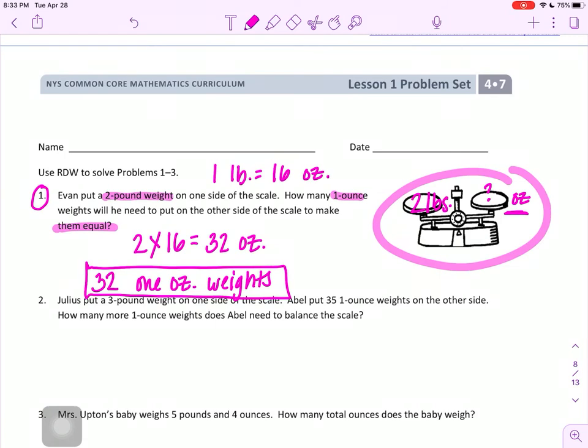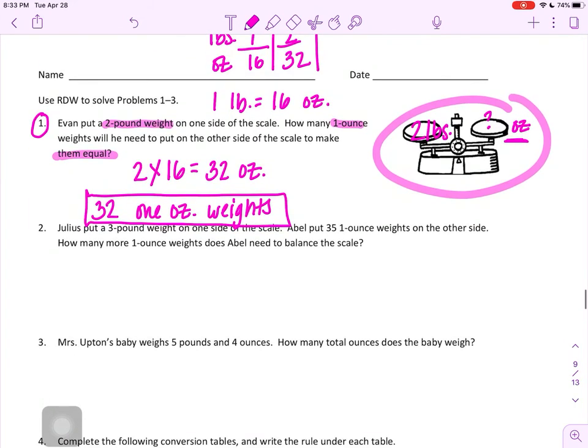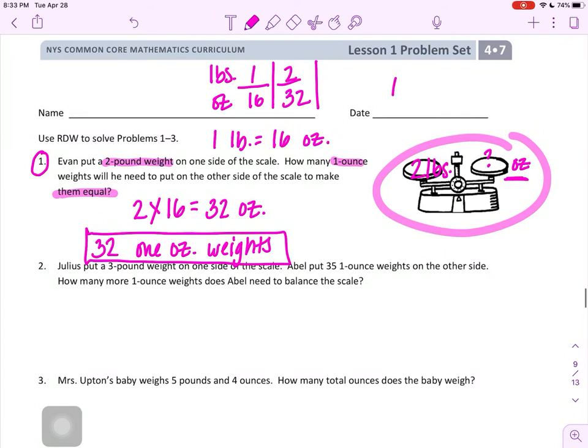Okay. The other way you could have done it is you could have made a table. I sometimes like to do this. So this could be pounds, this could be ounces. So that would be 16, that could be 2 and 32. Just different ways that you can figure it out and show your work. But please make sure that you're showing your work, meaning the number sentence. And then please also make sure you're putting your box around your final answer, and you have a label.